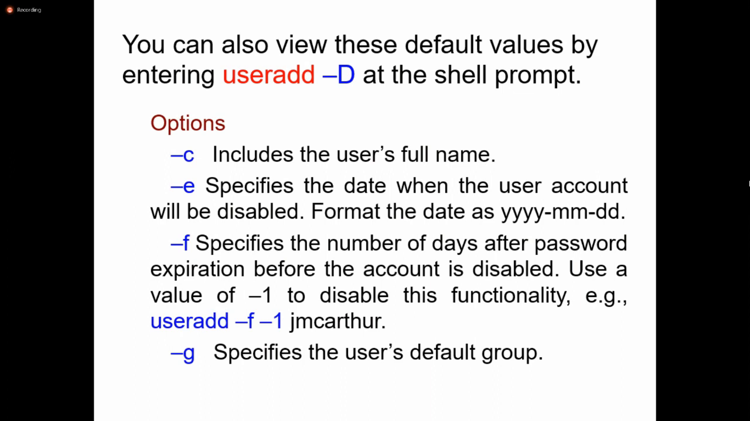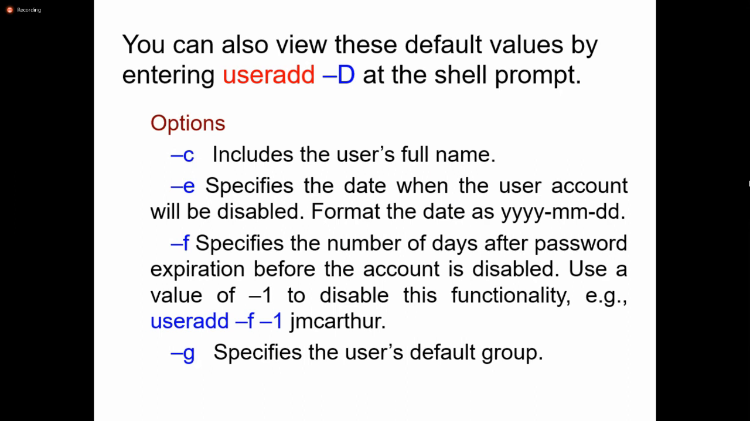If number of days after, no, sorry, specifies the date when the user account will be disabled. Yeah, so we can set a date to disable the account. -f is the number of days after password expiration before the account is disabled. Yeah, if you put -1, you disable it.